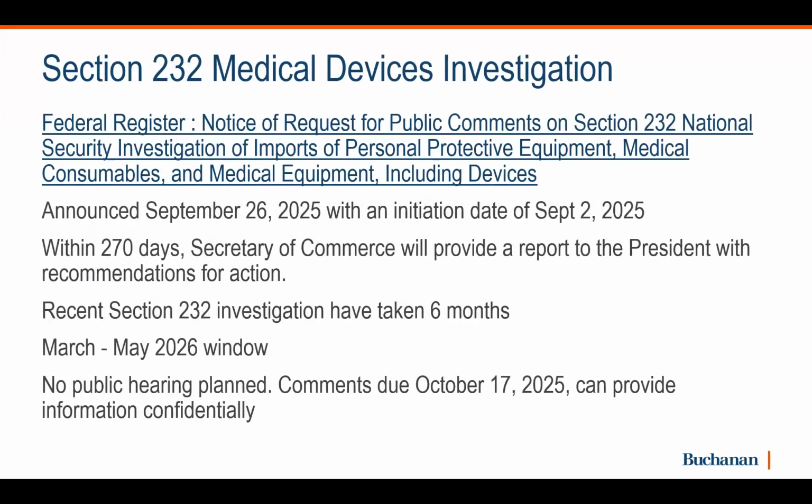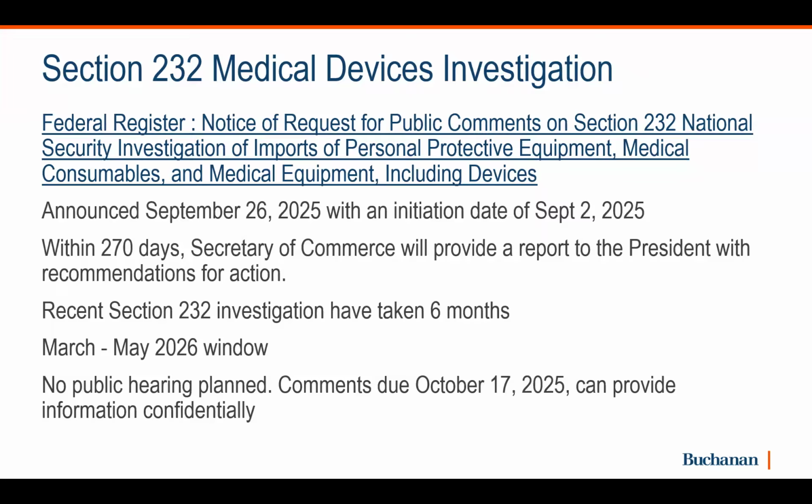Now, traditionally, the Bureau of Industry and Security will have 270 days to do a thorough investigation. And they'll provide a report to the president with a bunch of different recommendations of actions that can be taken. And the president will basically pick from a menu and decide which ones he thinks are appropriate to do. Now, what we're seeing right now is instead it's taking closer to about 6 months.